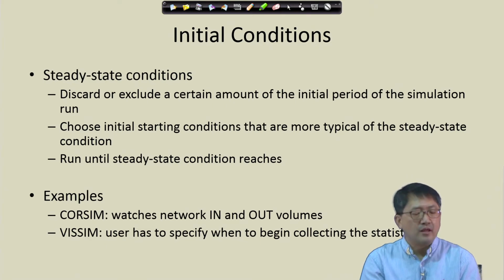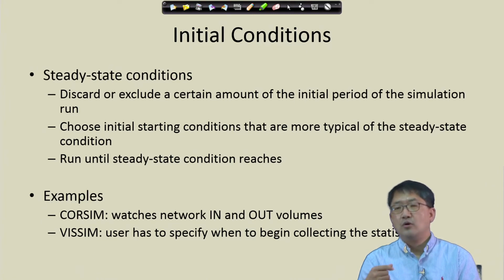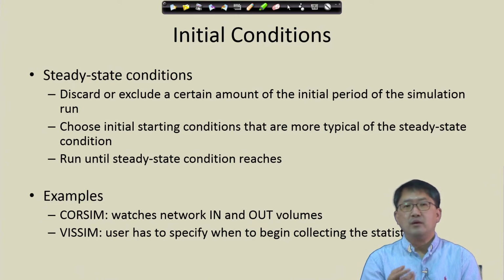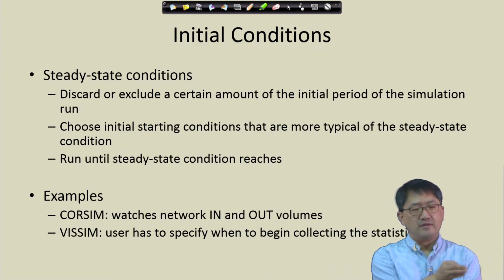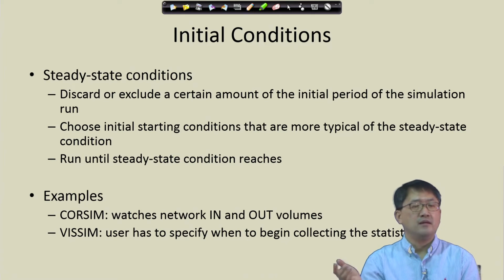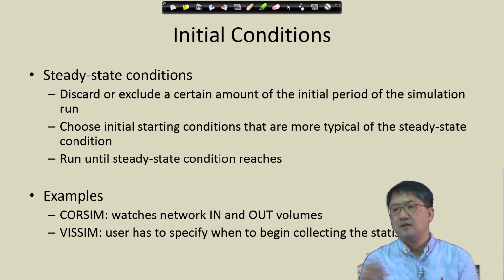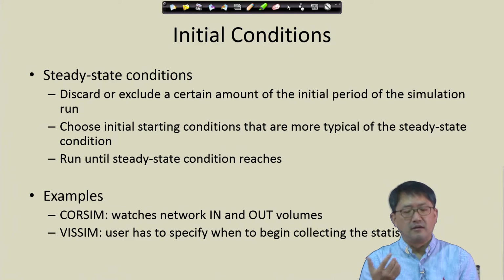So I have an example. CORSIM is a legacy model, and it looks at the ins and outs, so they measure those. And then in VISSIM, you have to specify when to begin collecting data. You can probably roughly estimate the travel time from the entrance to the longest route of the network. With reasonable traffic, it's probably going to take about 2 minutes. So I'm going to decide on 2 minutes as the initial condition and start collecting data.